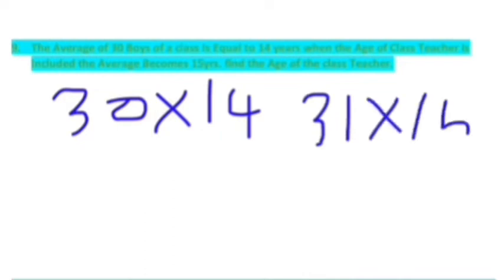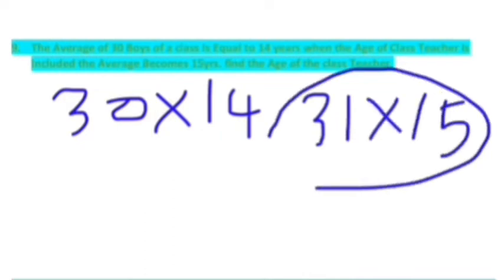So let's do it like this. When the class teacher is included, the average age increases, right? Before the class teacher, there are 30 students and their average is 14. After inclusion of this class teacher, there are 31 members. 30 plus 1 teacher is 31, and the average becomes 15.